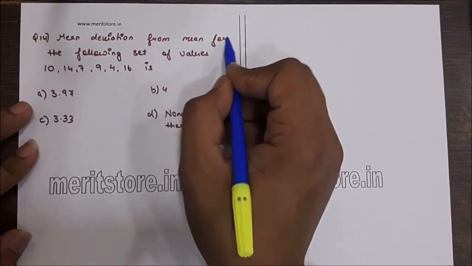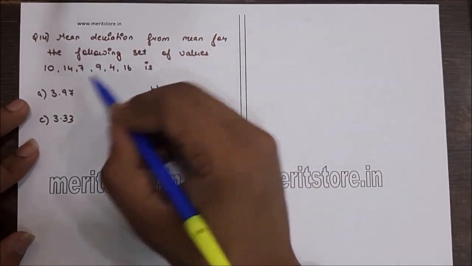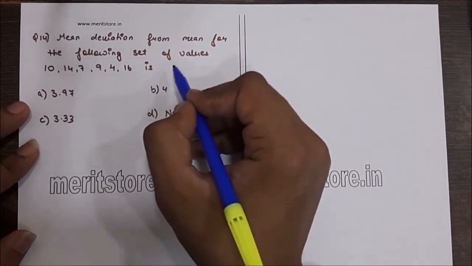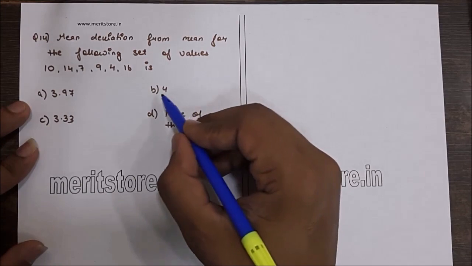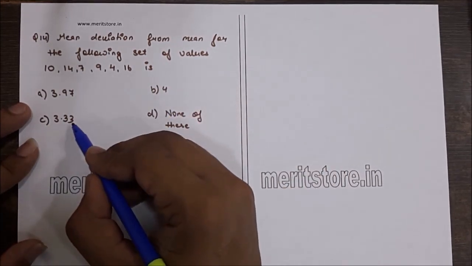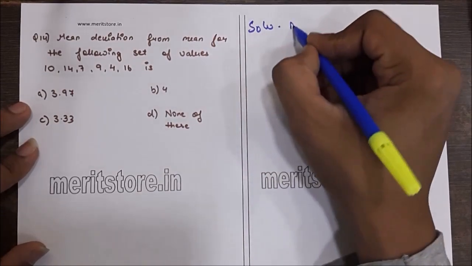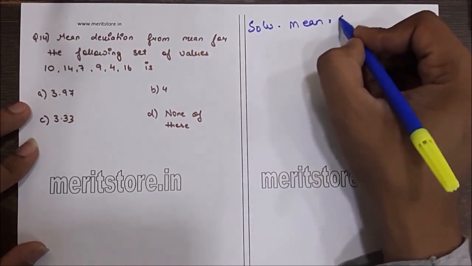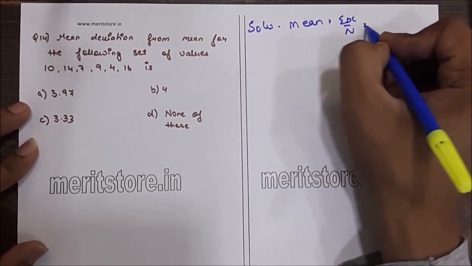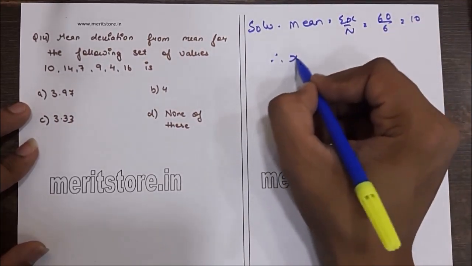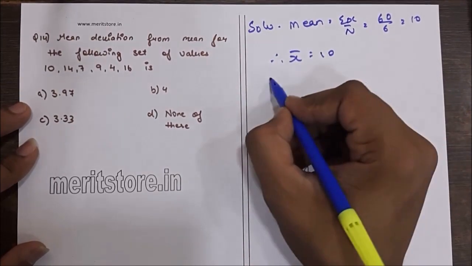Mean deviation from mean for the following set of values 10, 14, 7, 9, 4, 16 is option A 3.97, option B 4, option C 3.33, option D none of these. Therefore, the solution is mean is equal to summation x upon n is equal to 60 by 6 equal to 10. Therefore, x bar is equal to 10.